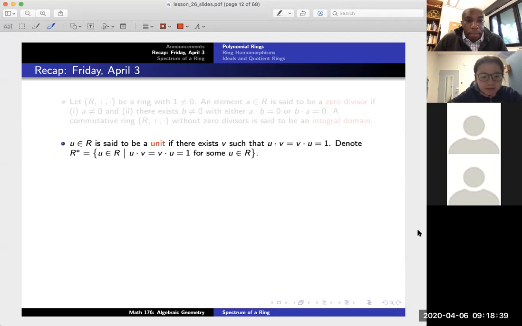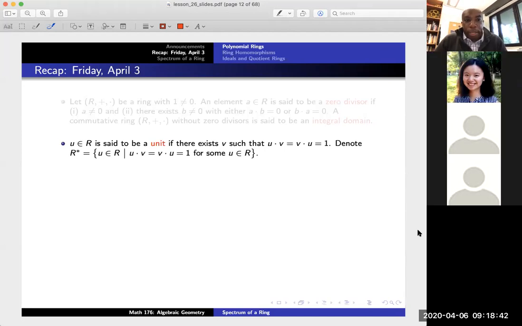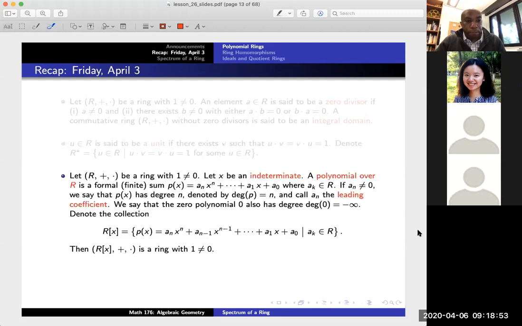Next, an element u is said to be a unit if there's another element v such that u times v is v times u is 1. So we'll put all of this together into one big set. We'll call this R star. So this is just the collection of units.